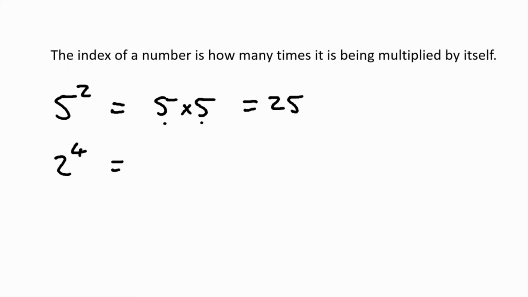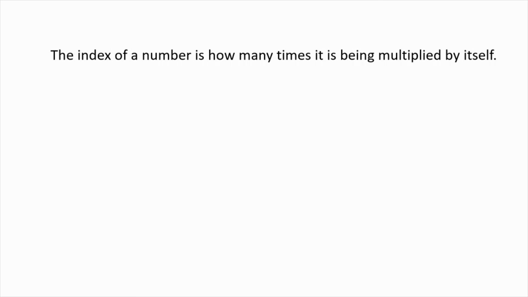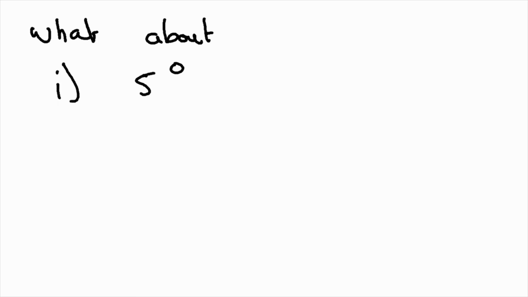Similar thing if we've got 2 to the power of 4. We've got 2 multiplied by itself 4 times. So 2 times 2 times 2 times 2, get 16. So if that's the case, what about if we have something like this? What about, firstly, say 5 to the power of 0, and secondly, 5 to the power of minus 1.